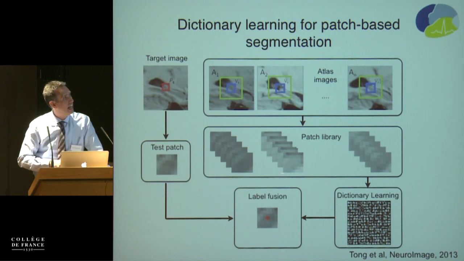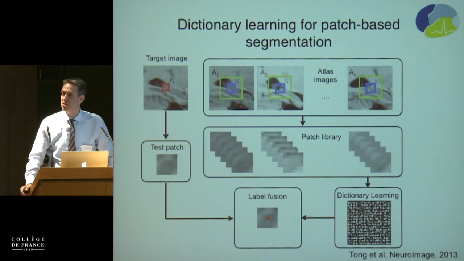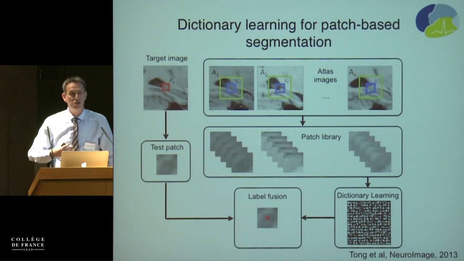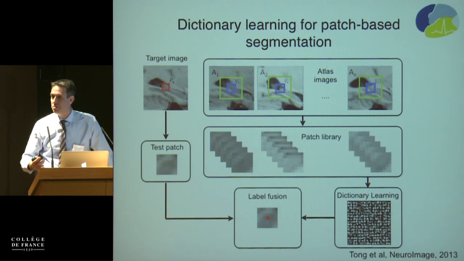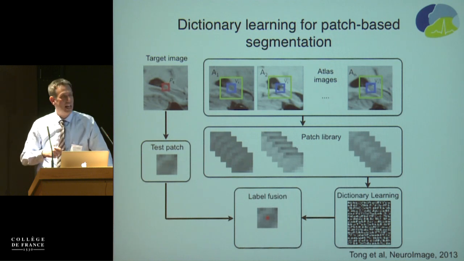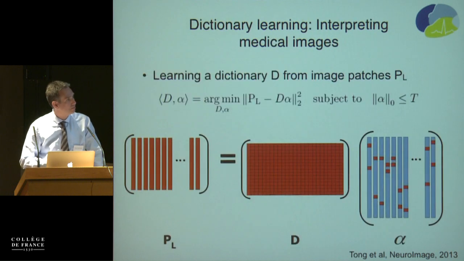I extract a library of these patches, and from this library and the labels for those patches, I can learn another dictionary. And again, that's in a very similar spirit to what we have done before, except that I'm now trying to use the same idea for segmentation. So once I've learned this dictionary, I can simply encode this target patch using my dictionary elements, and that will effectively produce a segmentation by fusing those labels together.